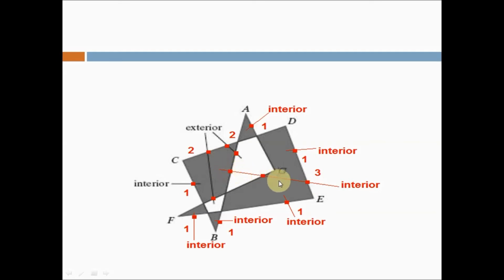So when I find out the intersection points, how many intersection points were there? 3 intersection points. If the number of crossings is odd, what is that? 3 is an odd number, so interior. See, this region is also interior.